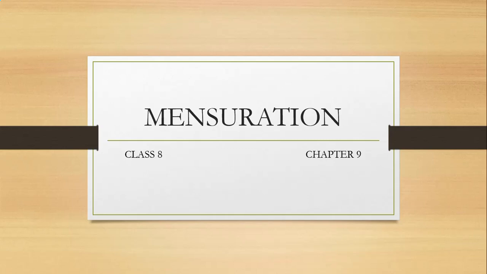Today I am going to discuss the chapter Mensuration, class 8, chapter 9. Before going to the chapter, we want to discuss the basic things, that are the area and perimeter of the 2D shapes, which are the triangle and rectangle. For exercise 9.1, these formulas are very important for understanding the questions and solving the problems. So before going to the topic, let us discuss the area and perimeter of the various 2D structures.